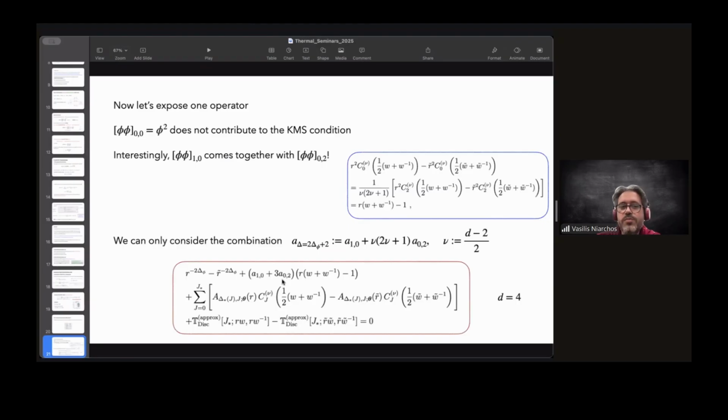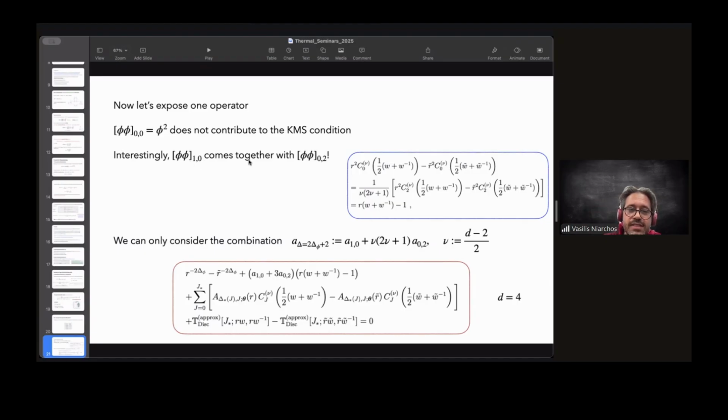Let's expose now one operator. I cannot expose the phi squared operator because it does not contribute to the KMS condition, but I could expose the next one, say the one that has n equals 1, so one box phi.